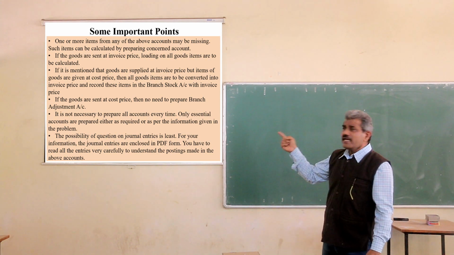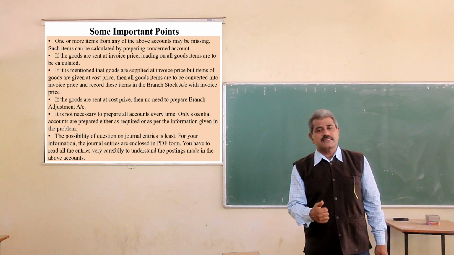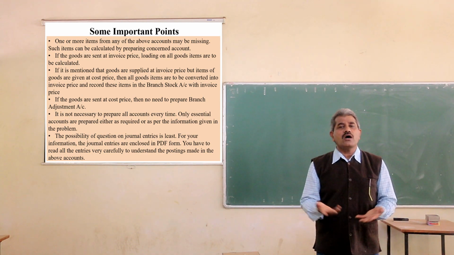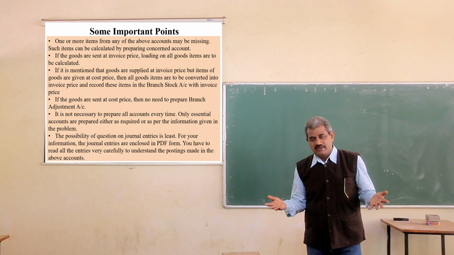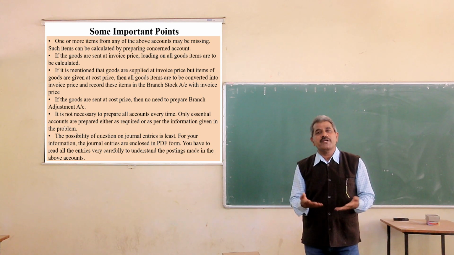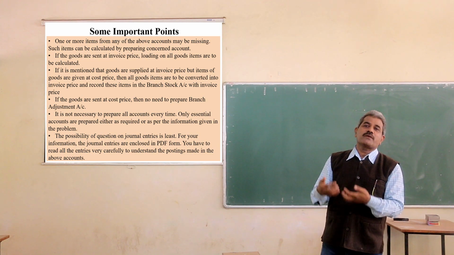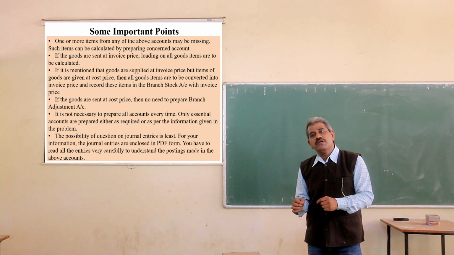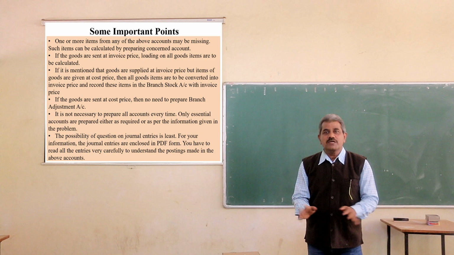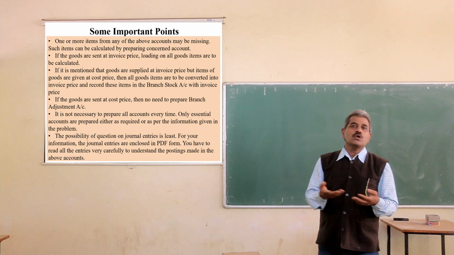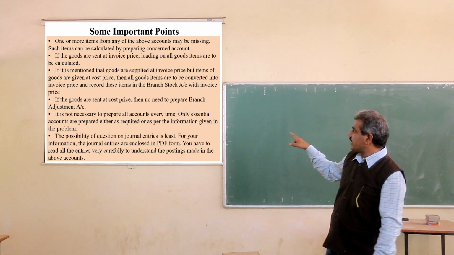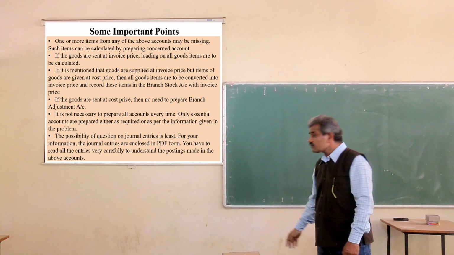If goods are sent at cost price, then there is no need to calculate loading, and there is no need to prepare the branch adjustment account. Why? Because we prepare the branch adjustment account only for recording loading. So if there is no loading, then there is no question of preparing a branch adjustment account.